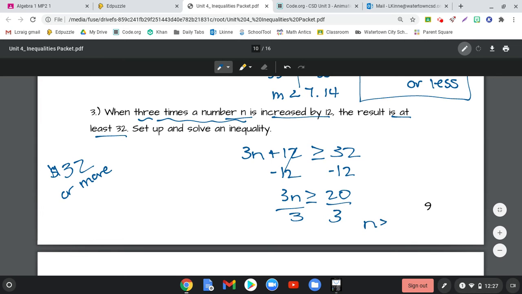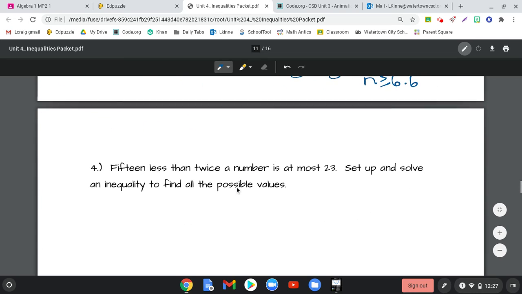It's the one where we got 6.6 repeating. Oops. Repeat. All right.